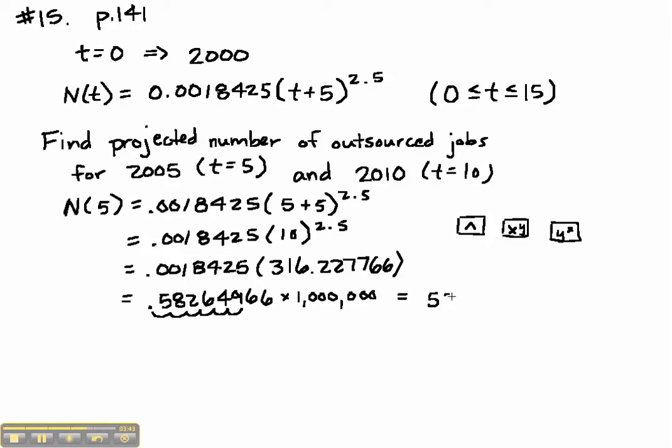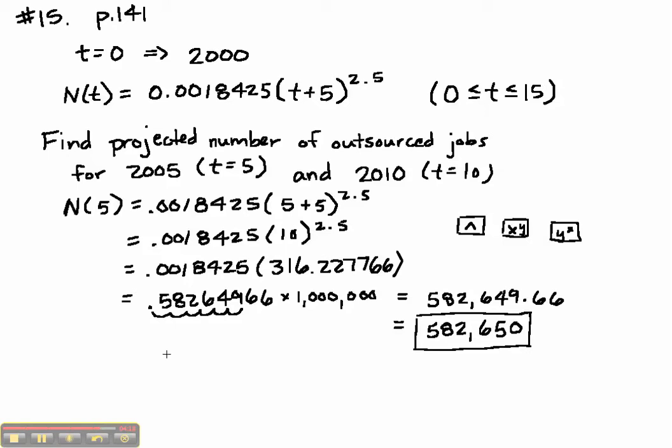So our answer in terms of the problem is 582,649.66. And since we're talking in terms of jobs, you can't have 0.66 jobs. So just go ahead and round that up to the nearest whole number. So this would tell us that the projected number of jobs, of outsourced jobs, in the year 2005 is 582,650.